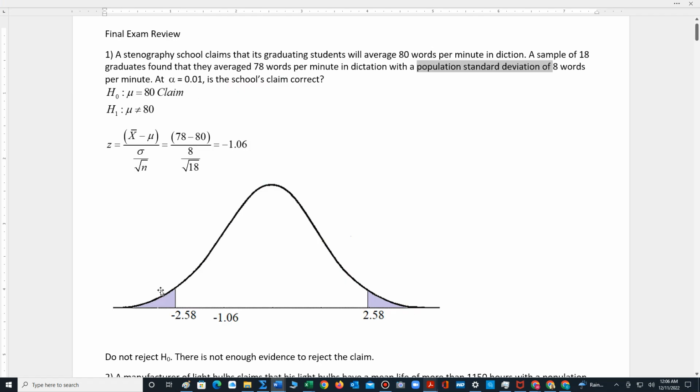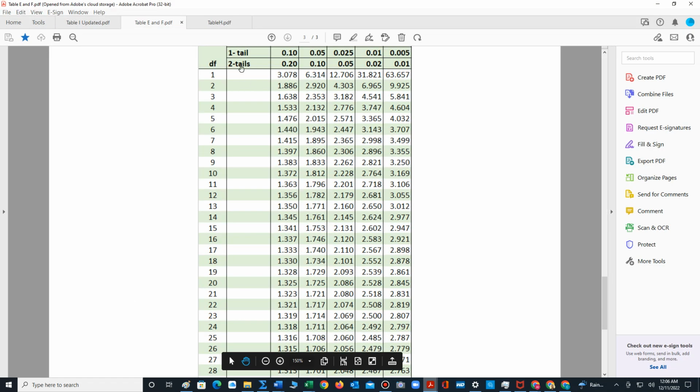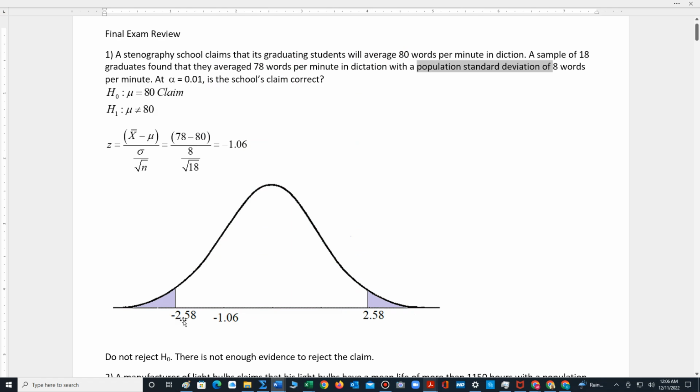So alpha is 0.01, not equal, lets us know it's two tails. Two tails, 0.01, go all the way down to the z value, 2.58. So we have negative 2.58, positive 2.58. We calculate the test point.